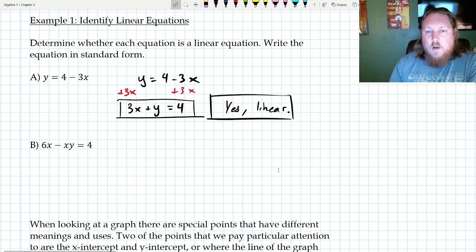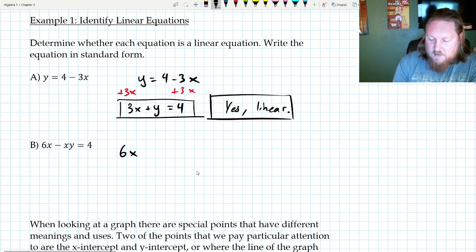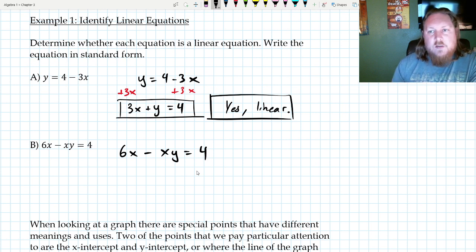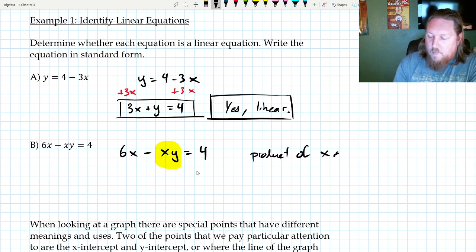Okay. Now, for part B, 6x minus xy equals 4. So when I try to solve this and try to separate those x terms out, I'll notice I've got a problem here. I have an x times a y. Whenever you have the product of two variables like x and y, if you see that, that should immediately tell you not linear.